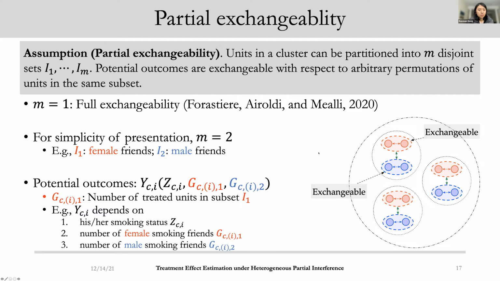Given the partition into M sets, a unit's potential outcome is exchangeable with respect to arbitrary permutations of units in the same cluster and same subset. An important implication of the partial exchangeability is that we can greatly simplify the potential outcomes. In particular, we can reduce the vector of neighbor treatment assignments to the number of treated neighbors in each subset. In the education example, we can reduce the vector of all friends' treatment assignments to just the number of treated male friends and the number of treated female friends. And in the slides that follow, we are going to use the red color to denote the female students or friends, and the blue color to denote the male students or friends.